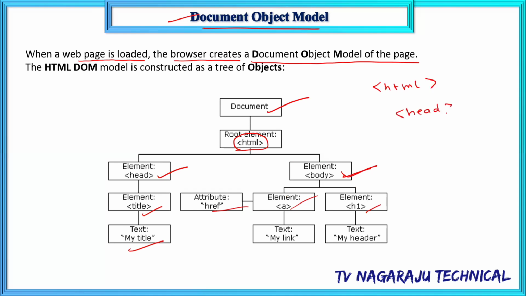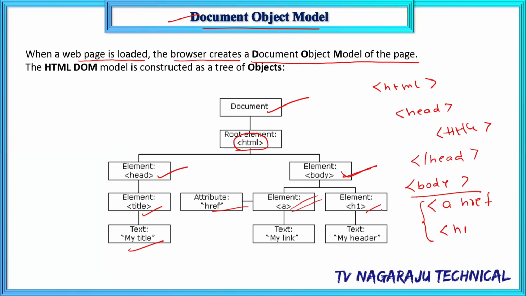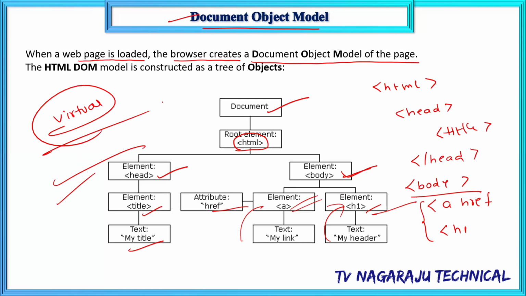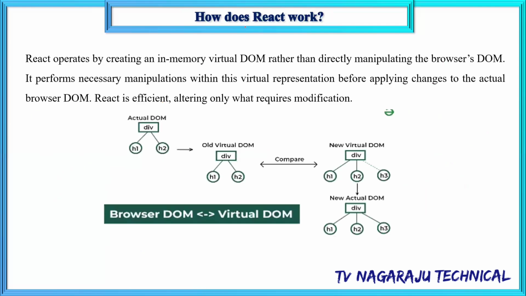That means, what is my syntax? HTML, head tag. Within head, if you are writing some title, then close the head. Similarly, within body, one anchor tag is there, one H1 tag is there. Remember, under body, these two are the children. This is the value, this is the value. Like this, depending upon the tags, a DOM is created for each and every page. What is the use of this DOM? Next, immediately, what is meant by the virtual DOM? That is the way React works.